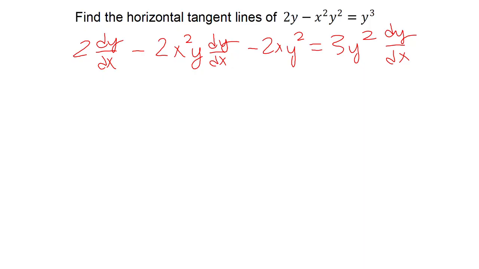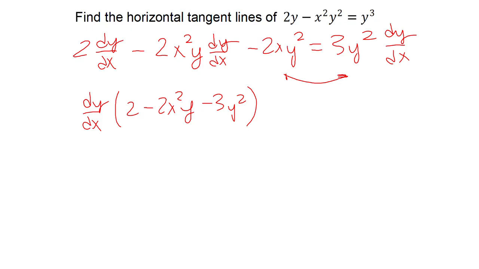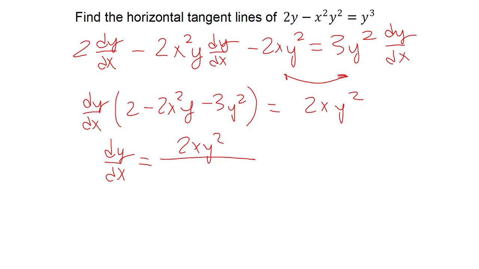Solving for dy/dx, so that I have a positive 2xy squared, I'll just swap these two terms over. So we'll end up with dy/dx times (2 minus 2x squared y minus 3y squared) on the left-hand side is just equal to 2xy squared on the right. Or we end up with dy/dx is equal to 2xy squared over 2 minus 2x squared y minus 3y squared.